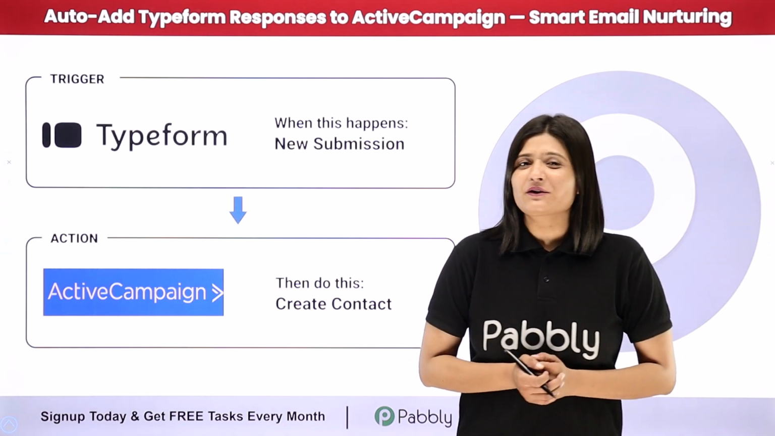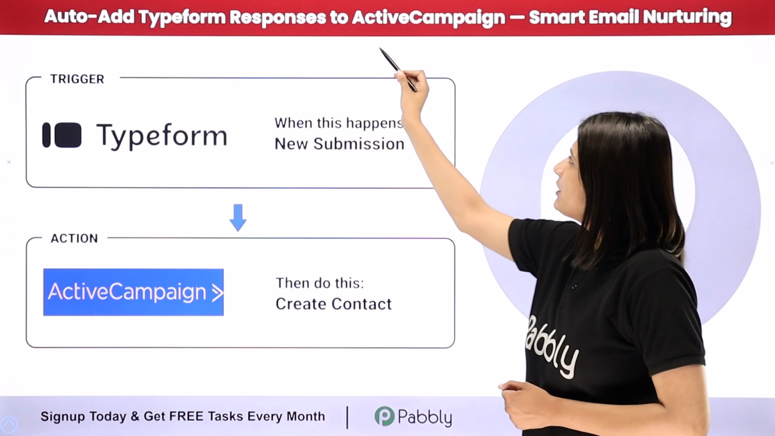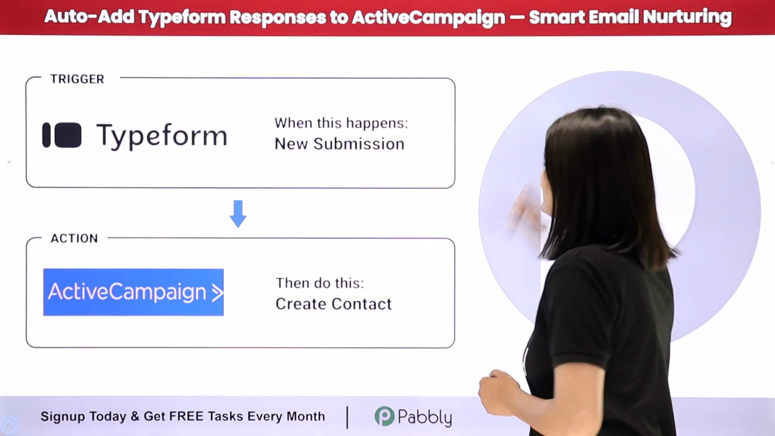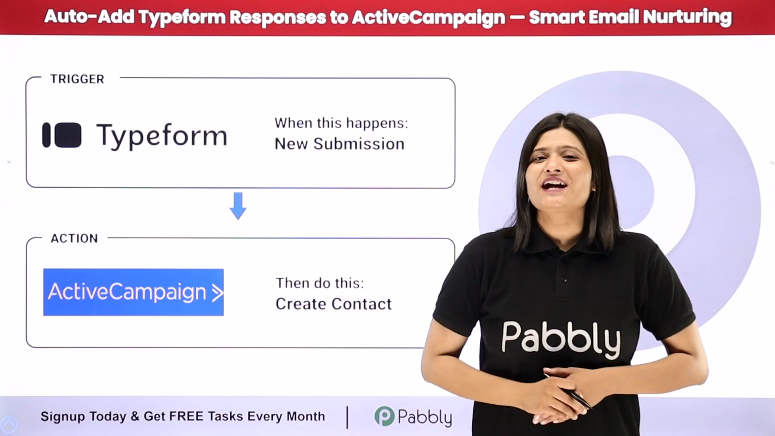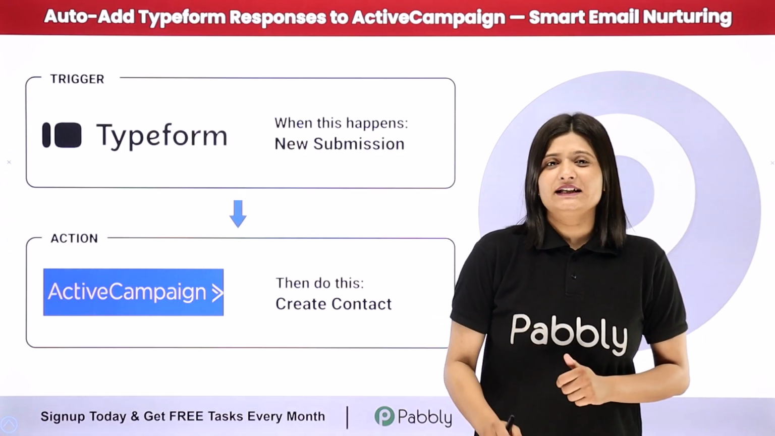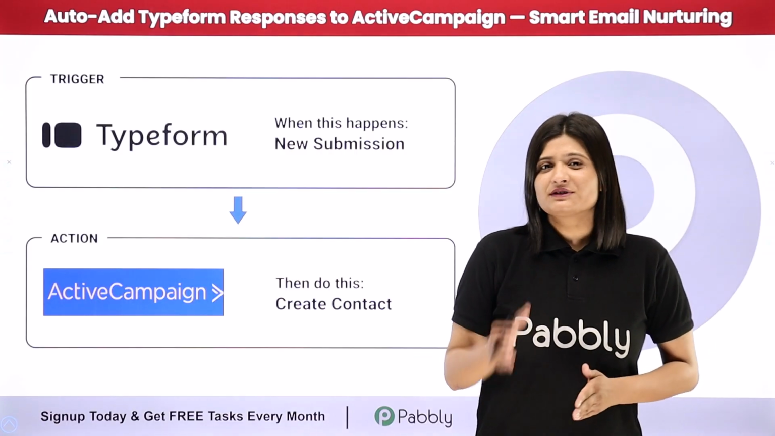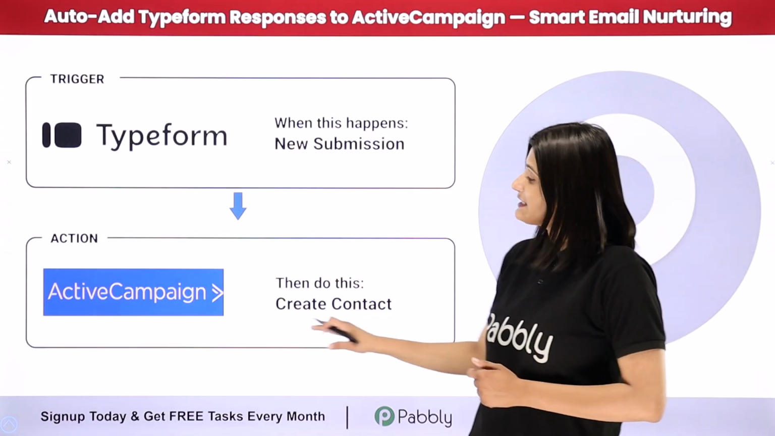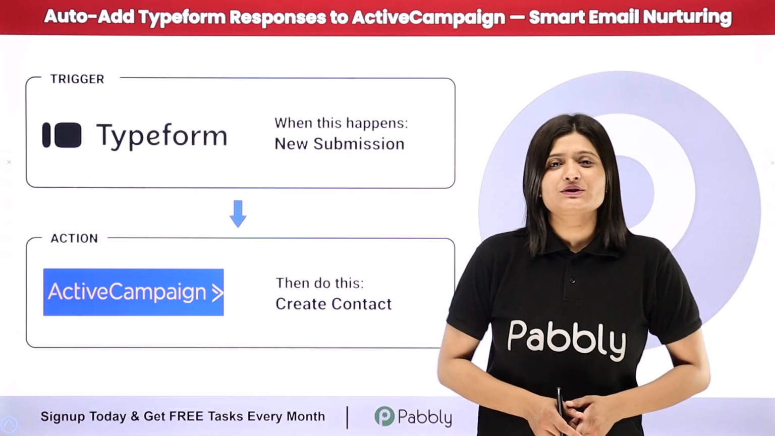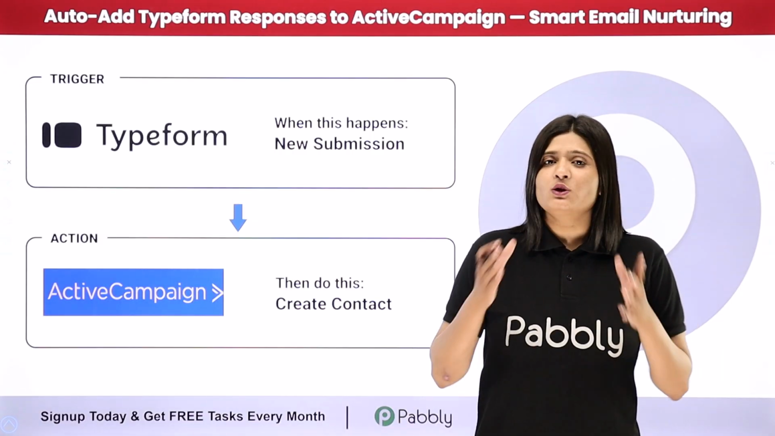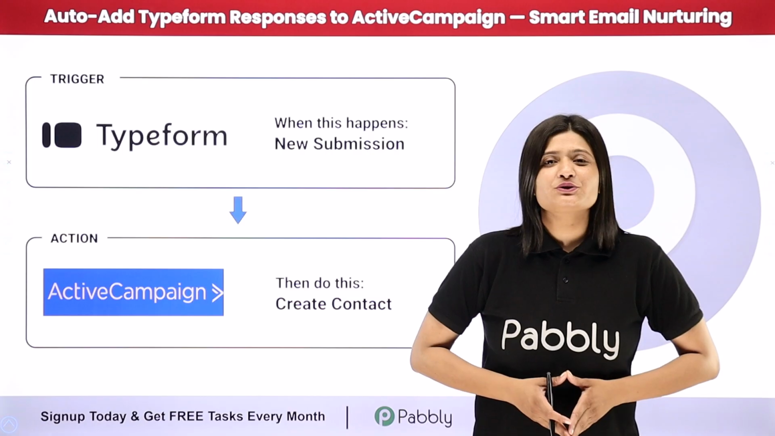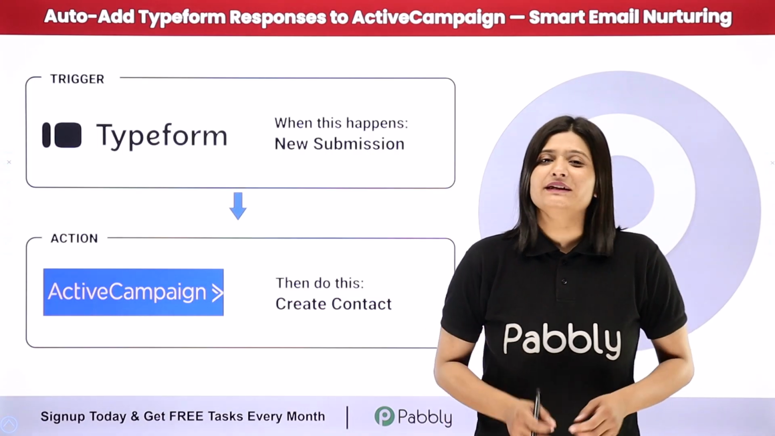In this video, we are going to learn how to auto-add Typeform responses to ActiveCampaign for smart email nurturing. Let's suppose I'm running an online business for which I'm collecting all my leads using Typeform. I want that whenever I receive a new form submission, I should automatically create that as a contact in my ActiveCampaign account. Doing this manually will consume a lot of my time, and that's why I'm going to completely automate this entire process using Pabbly Connect.